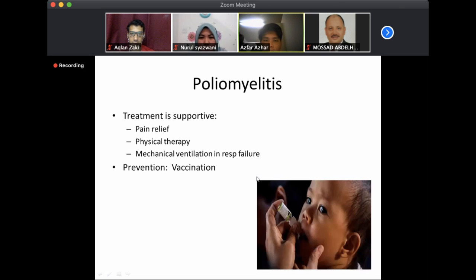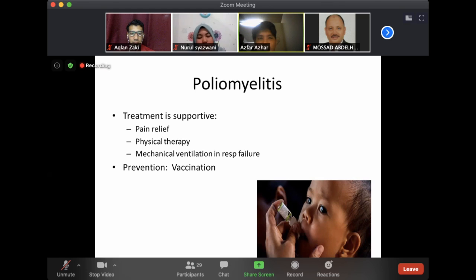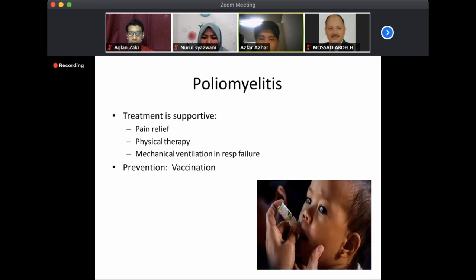Okay, so the treatment for poliomyelitis is basically supportive. So we give pain relief, physical therapy, and also mechanical ventilation in respiratory failure. So that's why prevention is the most important part in eradicating poliomyelitis. That's why when we become a doctor, we need to educate the parents to always make sure that their child, son or daughter, takes the vaccine, and the vaccine is up to date.